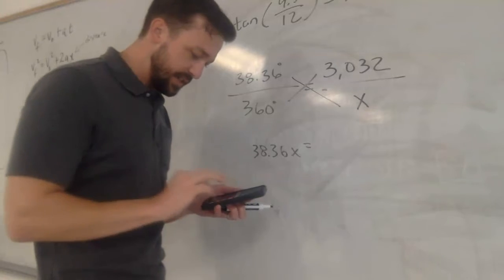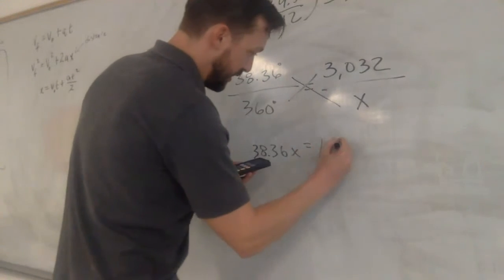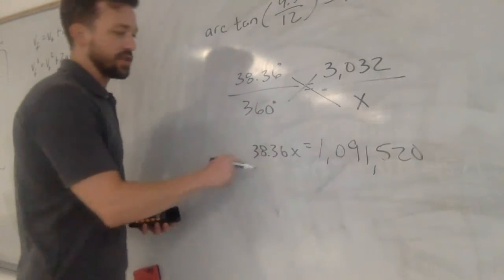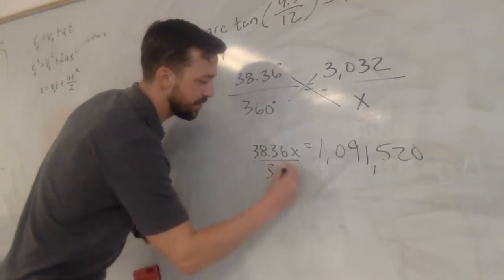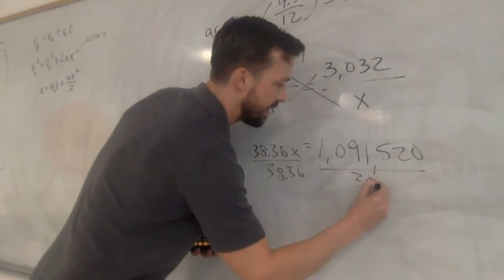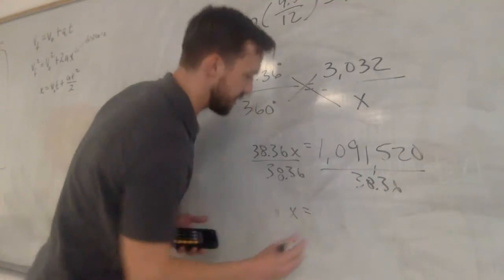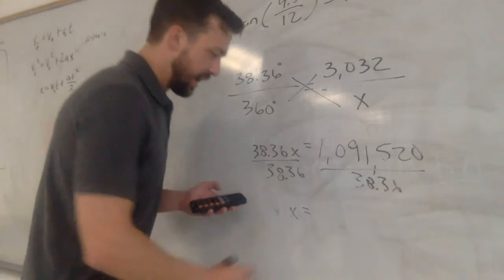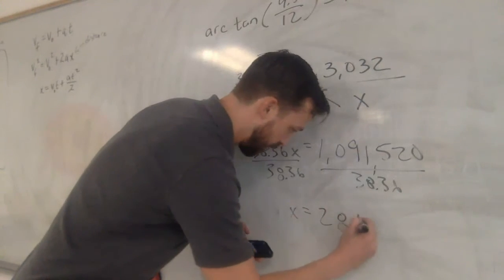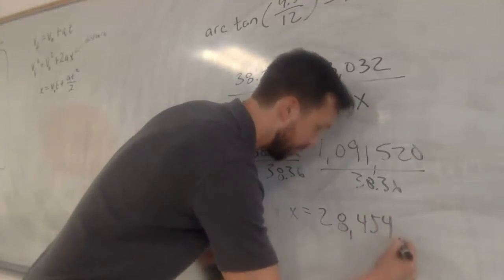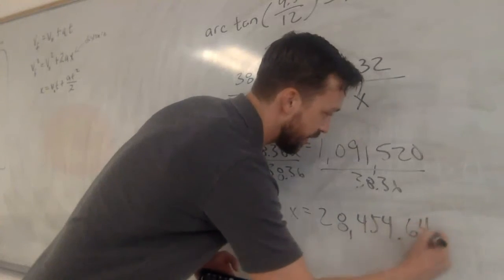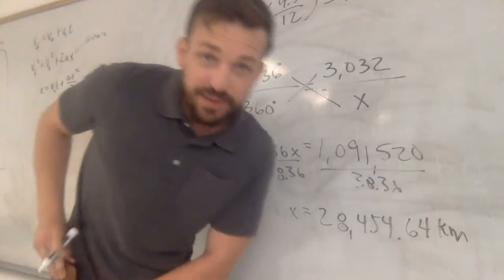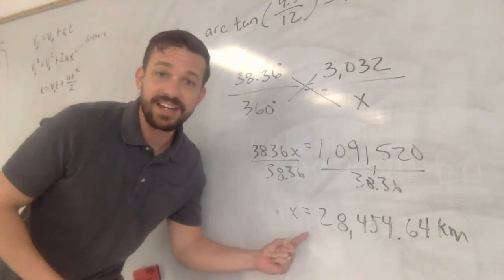3,032 times 360 would be 1,091,520. Okay, and then you're just going to divide by 38.36, and you should get your answer for the circumference of the Earth. So divide by 38.36, and I got 28,454.64, and that's going to give my answer in kilometers. Okay, if you remember, the Earth's circumference is 40,000, which is not near that.